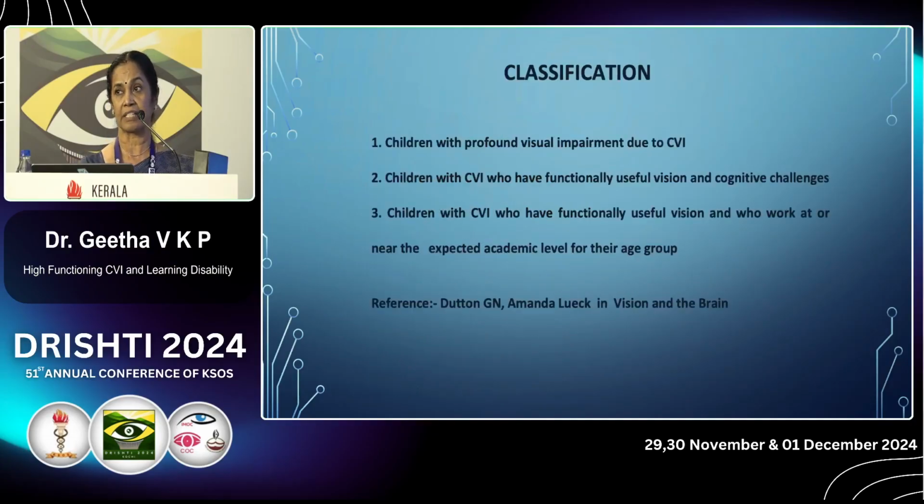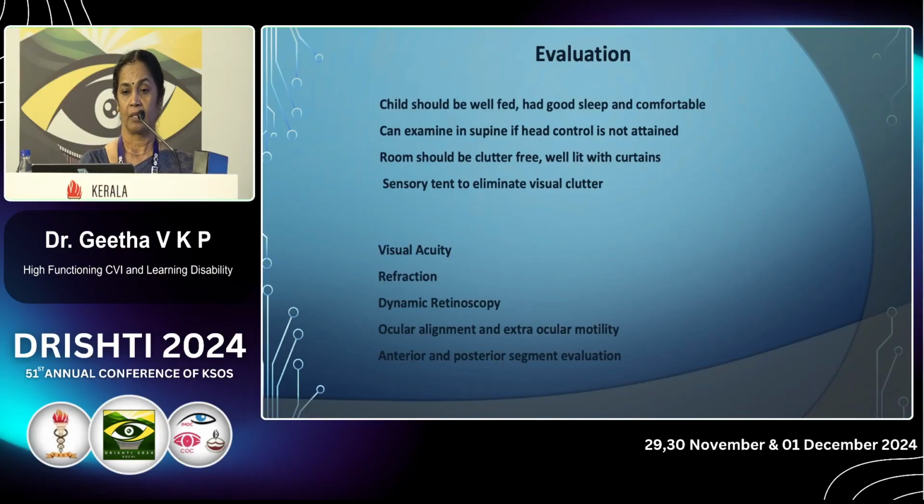This is the classification by Dr. Gordon Dutton. Number one is children with profound visual impairment due to CVI. Number two is children with CVI who have functionally useful vision and cognitive challenges. Third one is children with CVI who have functionally useful vision and who work at or near the expected academic level for their age group. That is called high functioning CVI.